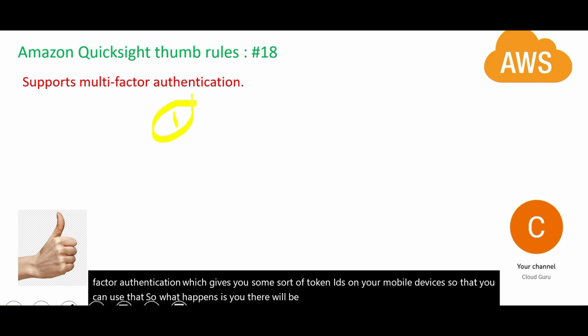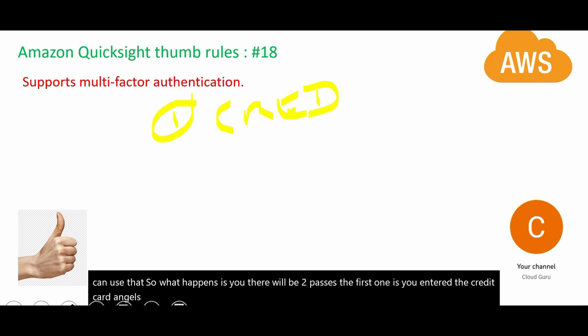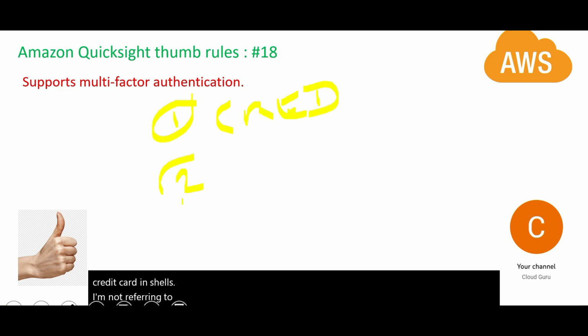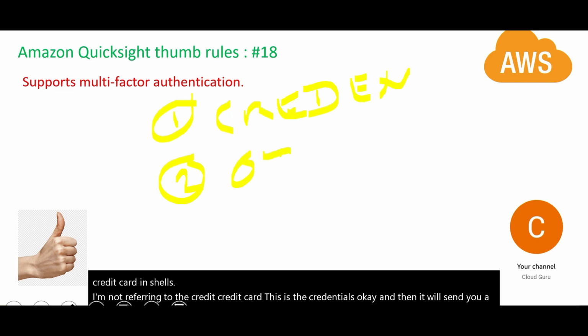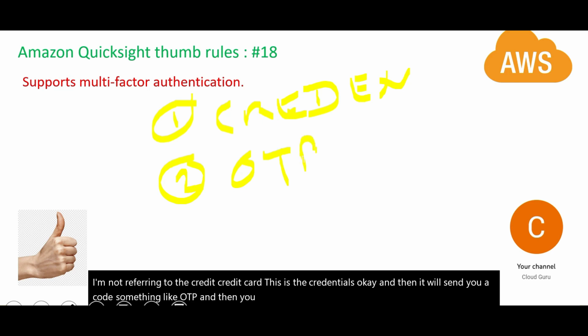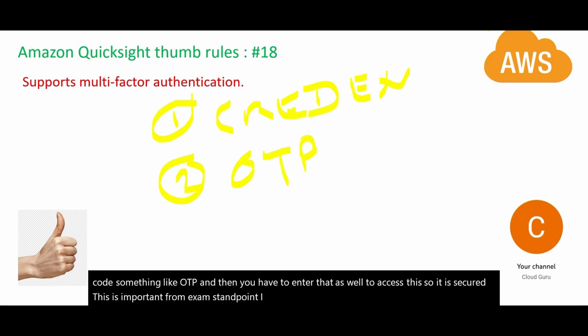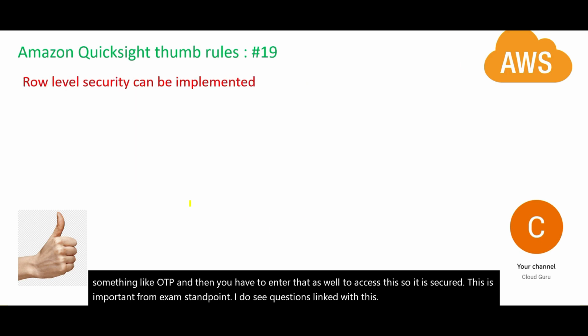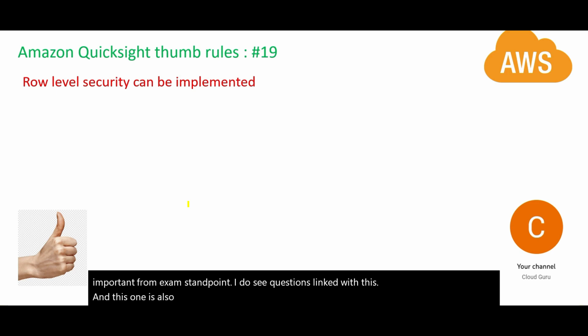So what happens is there will be two passes. The first one is you enter the credentials. Okay, I'm not referring to the credit card. This is the credentials. And then it will send you a code, something like an OTP, and then you have to enter that as well to access this. So it is secured. This is important from the exam standpoint. I do see questions linked with this. And this one is also important from the exam standpoint.